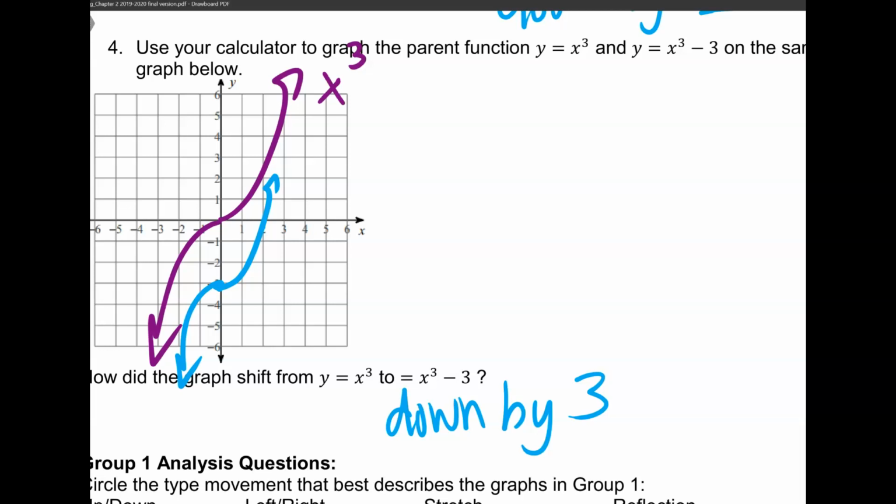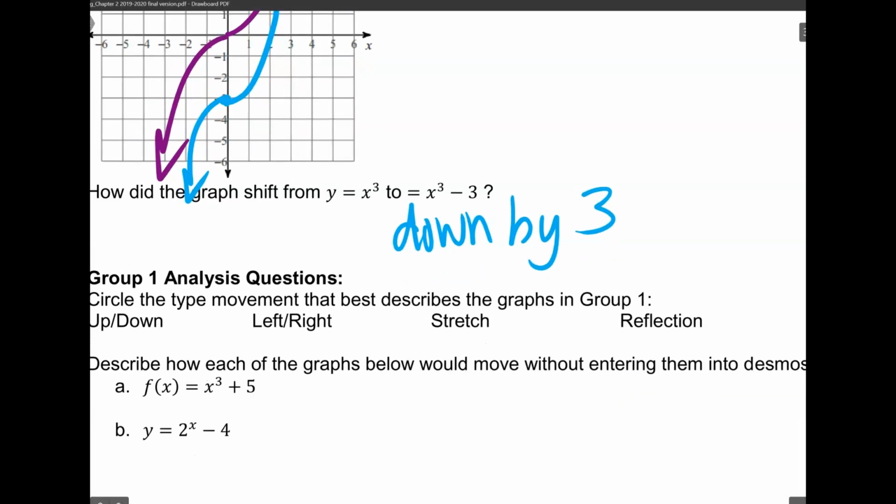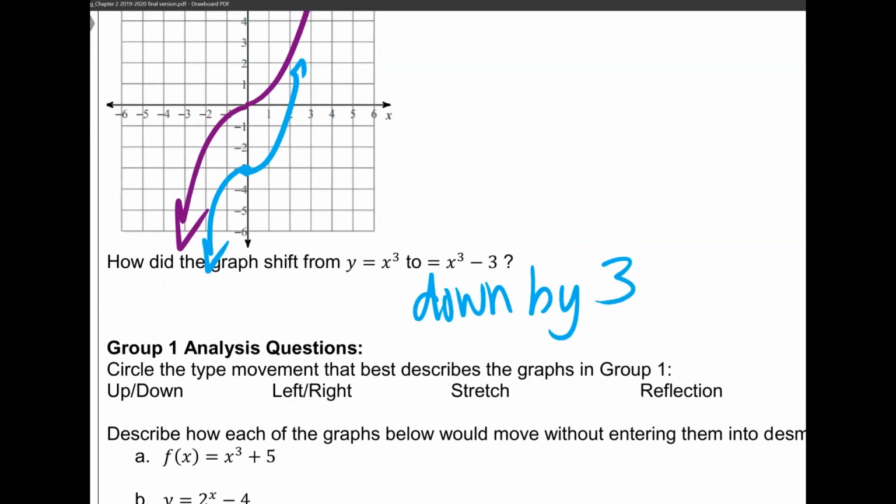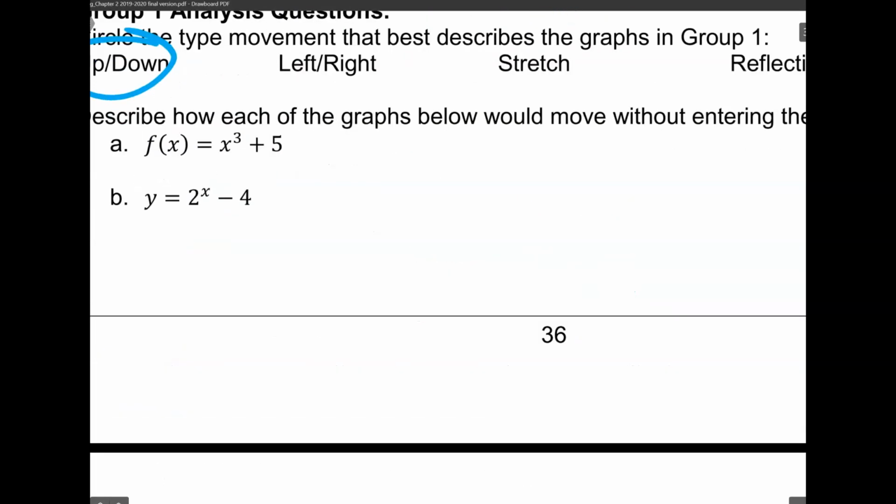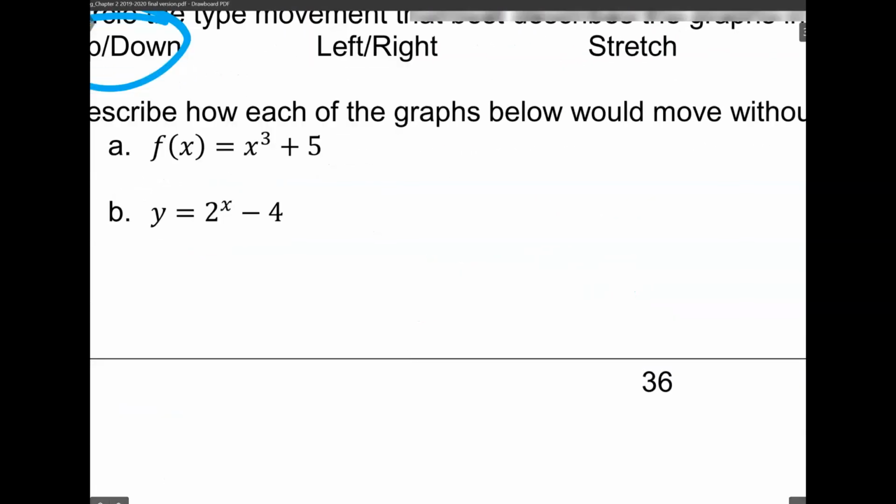All right, so group 1 analysis question. Circle the type of movement that describes the graphs in group 1. So what is happening with all the graphs we just did? They go up and down. Up and down. So describe how each of these move without graphing. How would this be moving compared to just the x cubed function? Goes up and down. Up by 5, and this one is down by 4.